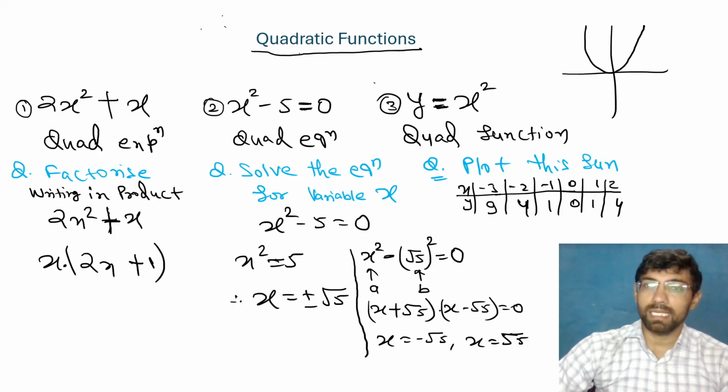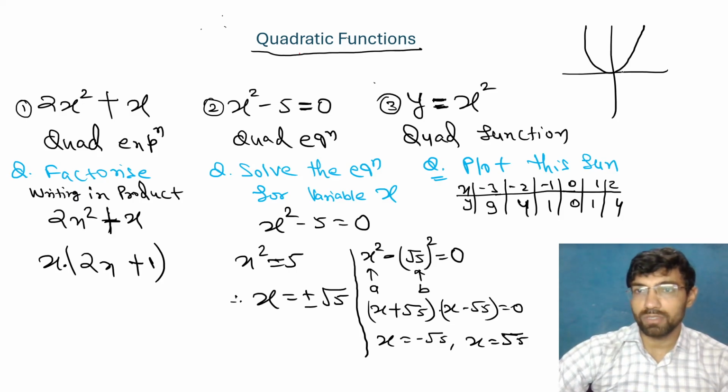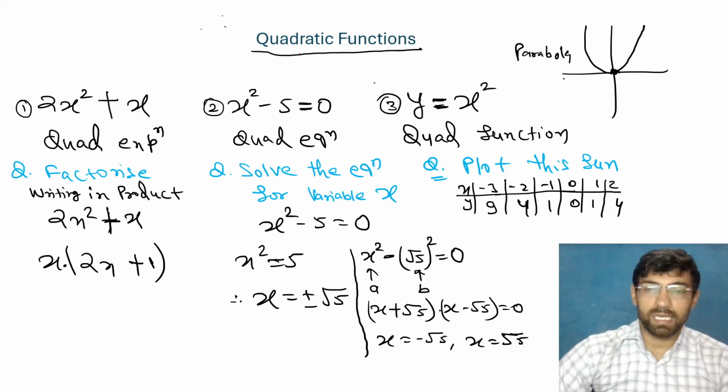And now you can plot, I think. Minus 3, 9 will be a point. Minus 2, 4 will be a point. Minus 1, 1 will be a point, and 0, 0 is a point. If you plot all these points, definitely you will get this curve, and that is called a parabola.